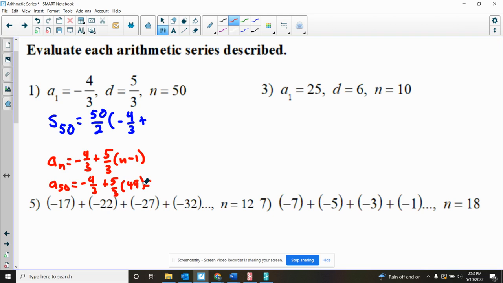Run that through a calculator. Negative 4/3 plus 5/3 times 49. And turn that into a fraction. What I've got is 241 over 3.